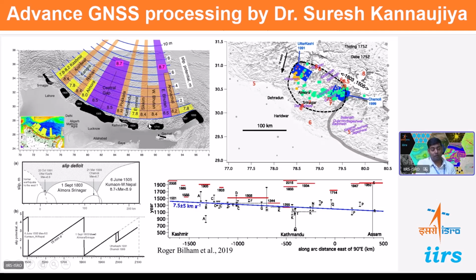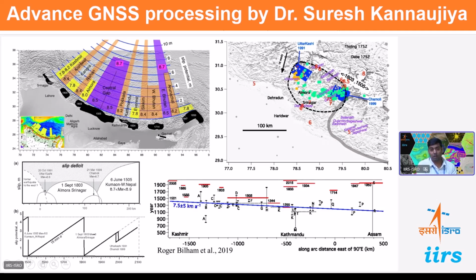This is the plate where the locked segment is. You can see the black patches showing the locked segment, and these are the estimates giving information about how much slip potential is there, how much slip can be released in the near future, and through this the seismic moment and moment magnitude. And this is for Kumaun Garhwal.